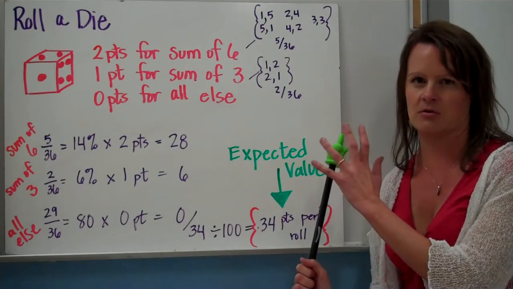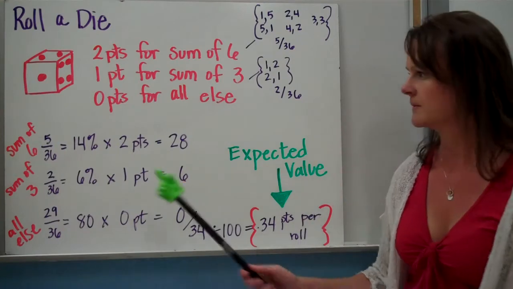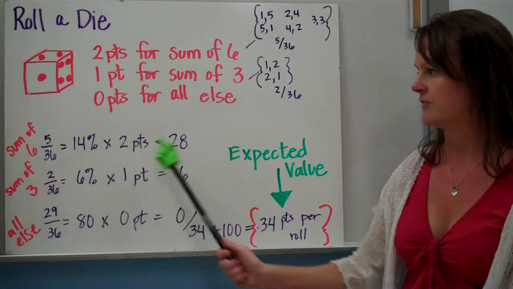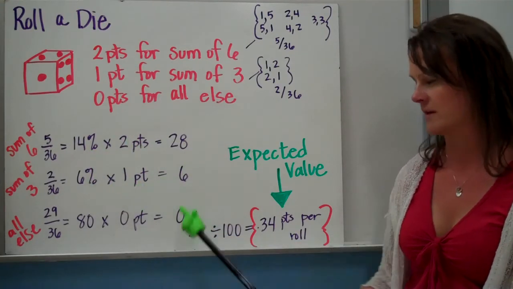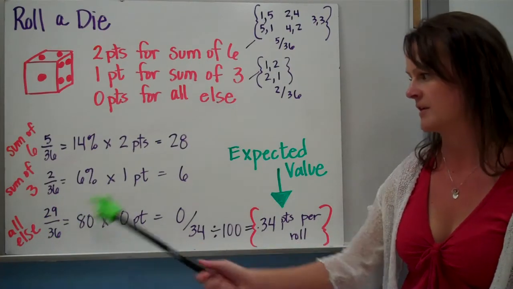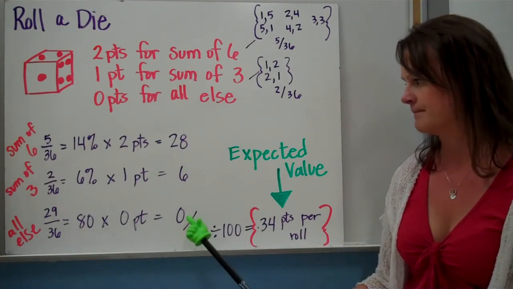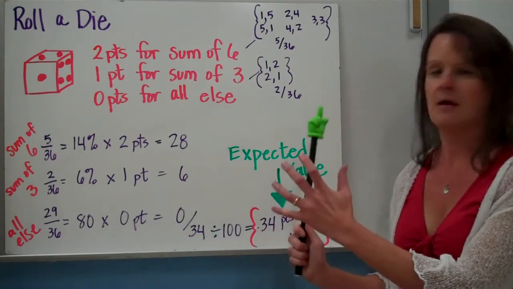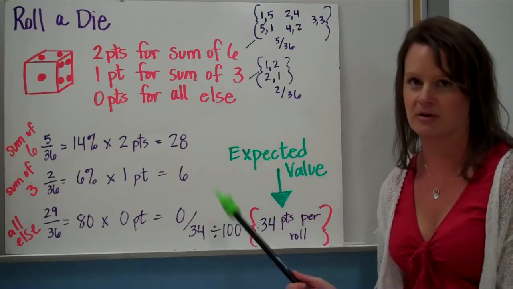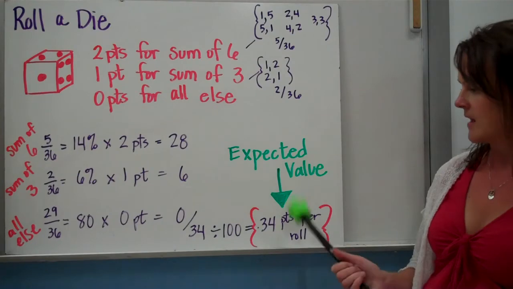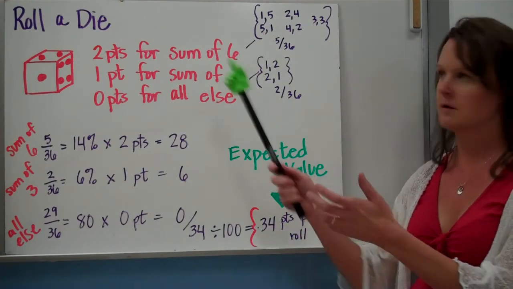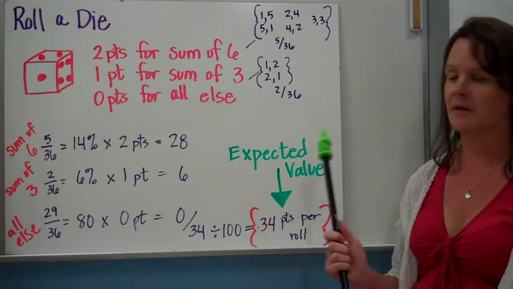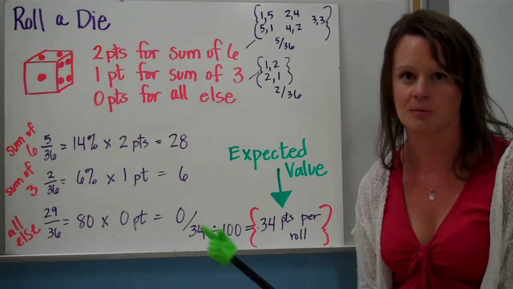So this time I'm not talking about dollars and cents. I'm talking about point values. So 5 out of 36 is 14%. Remember, this is out of 100. Times 2 is 28. And then 6, of course, times 1 is 6. And then everything else is 29 out of 36, which is about 80, times 0 is, of course, 0. So when I add this up together, I get 34. And, of course, this is already with 100 attempts. So now I have to divide it by 100 to get my long-term average. I would expect to earn on every roll in this game 0.34, a little over 1/3 of a point per roll. And that's, of course, my expected value, or my long-term average.